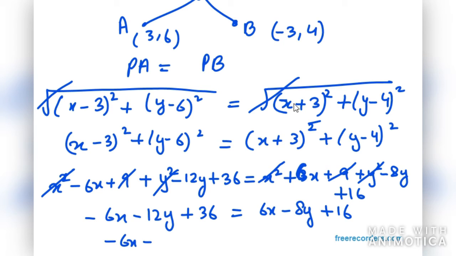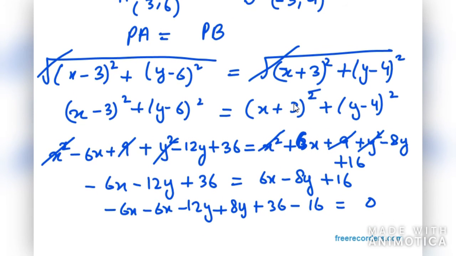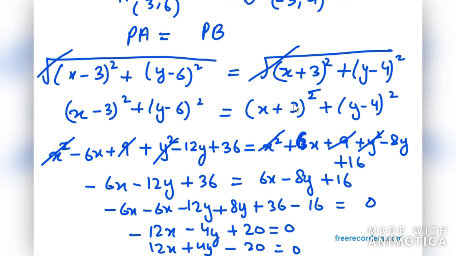So minus 6x minus 6x minus 12y plus 8y plus 36 minus 16 equals 0. Now minus 6x minus 6x will be minus 12x, minus 12y plus 8y will be minus 4y, 36 minus 16 is plus 20, equals 0. Now changing the signs, we will get 12x plus 4y minus 20 equals 0. So this is the required relation between x and y.